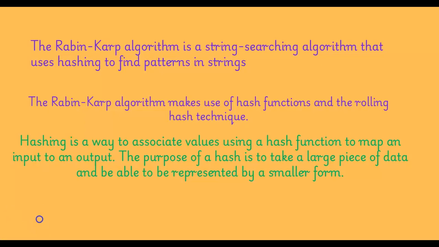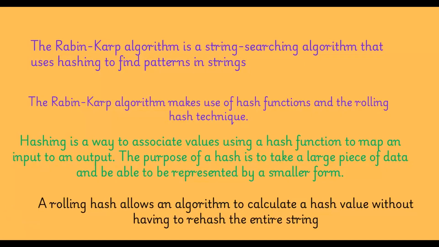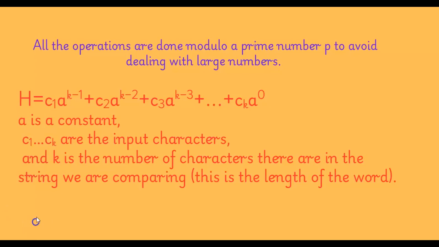Hashing is a way to associate values using a hash function to map an input to an output. The purpose of hash is to take a large piece of data and be able to represent it in a smaller form. A rolling hash technique allows an algorithm to calculate a hash value without having to rehash the entire string. The hash function we are going to use in this algorithm is h = c1 a^(k-1) + c2 a^(k-2) and so on, up to ck a^0.